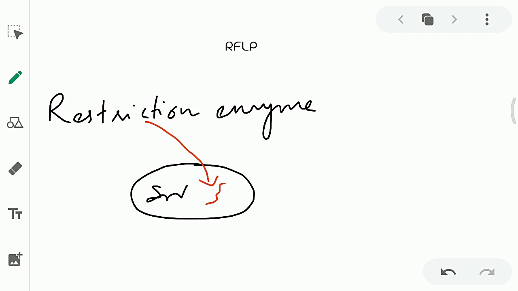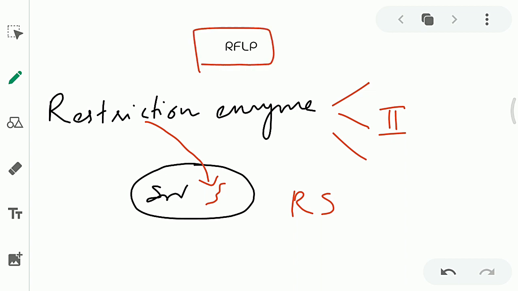This was the discussion we had in the last class, and we also studied different types of restriction enzymes among the type 2, and we also had a discussion on restriction site. I hope you all are remembering this. Based on restriction enzymes, there is a technique which is known as restriction fragment length polymorphism. So today we are going to deal with restriction fragment length polymorphism.